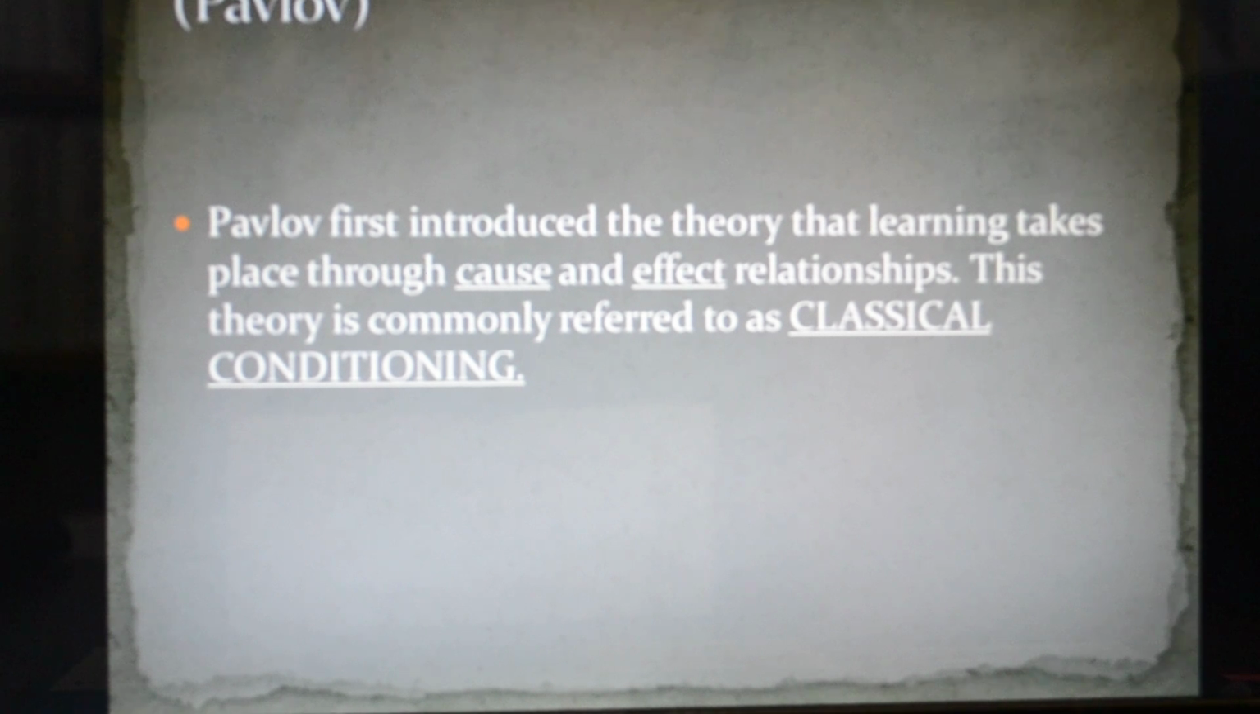Pavlov did research with dogs, and what he did was he paired food. He presented food to the dog. The dog would respond with salivating. Then he began to pair a bell with food, and the dog would salivate. He eventually was able to fade out the food, and just upon the presentation of the bell, the dog would begin to salivate. And that was what he referred to as classical conditioning in the laboratory setting.